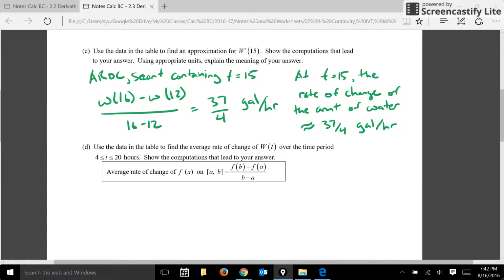Okay, last example. We're using the data to find the average rate of change between 4 and 20. Between 4 and 20. Oh, wait, this is not the last example.